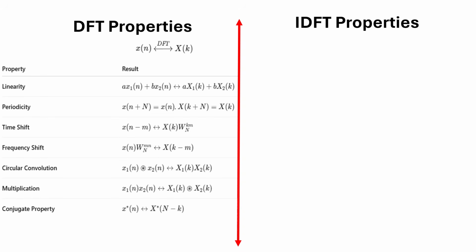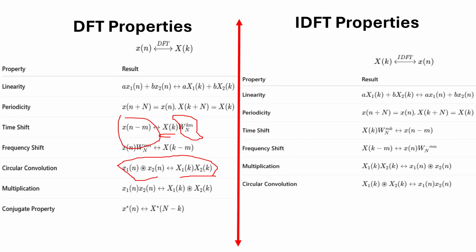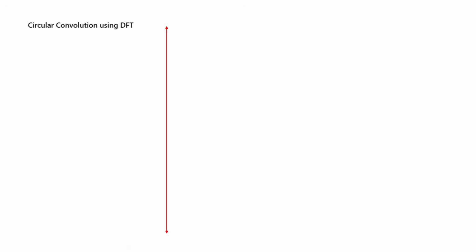Here are some DFT properties. For x(n) and X(k), the linearity property will follow, periodicity follows, then time shift. Then you can see the multiplication of X(k) with W to the power km, so you can shift in frequency. Then circular convolution in the time domain means a product in the frequency domain. Similarly, you can check the multiplication and conjugation properties. The IDFT properties are almost all similar, you can check them.